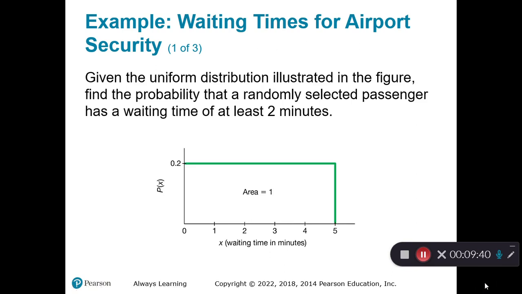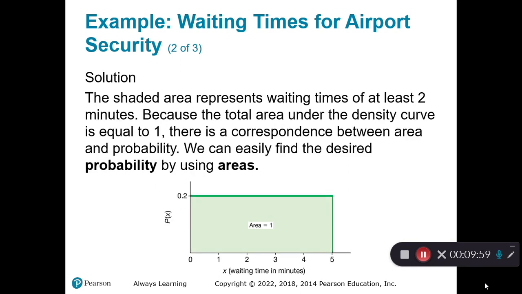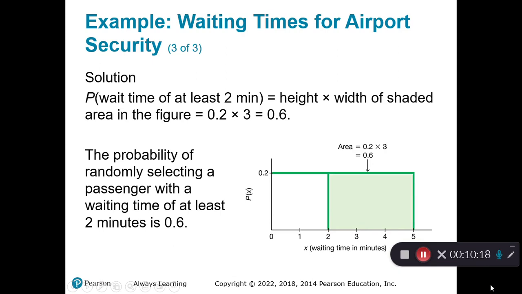Given the uniform distribution illustrated in the figure, here is our first question. We need to find the probability that a randomly selected passenger has a waiting time of at least 2 minutes, meaning the passenger had to wait 2 minutes or longer. If we look at what part of the density curve this corresponds to, then we really should be looking at the region where x is 2 or greater, 2 or to the right. And here it is in shaded form.